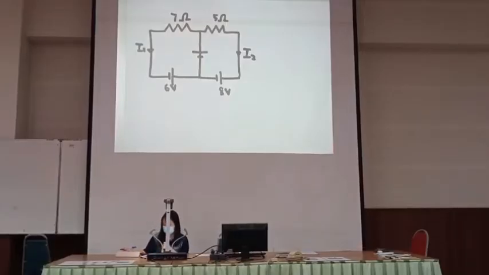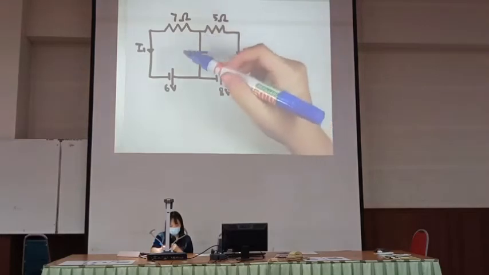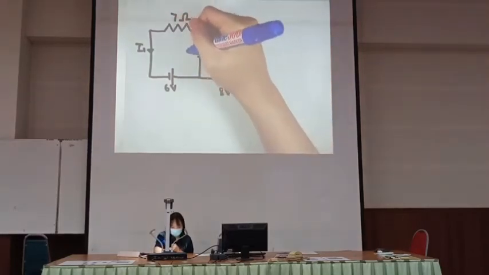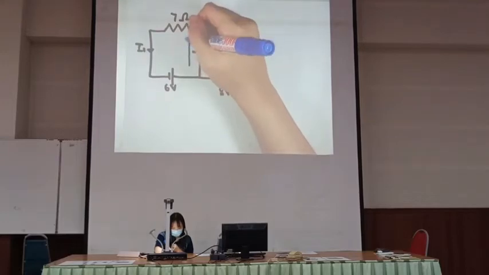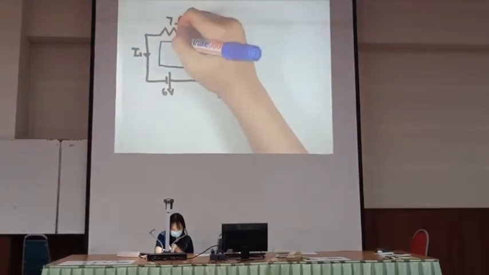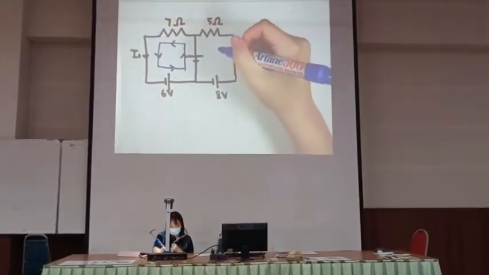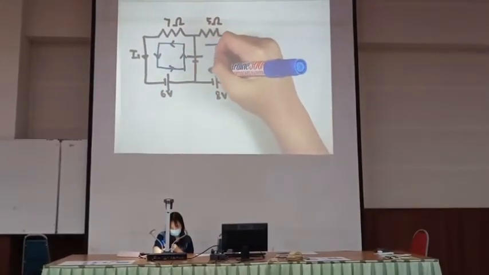So in this question we need to calculate current I3 for the circuit. We just divide the circuit into two loops first. For this first loop, we draw it as anti-clockwise, and the second loop we draw it as clockwise.